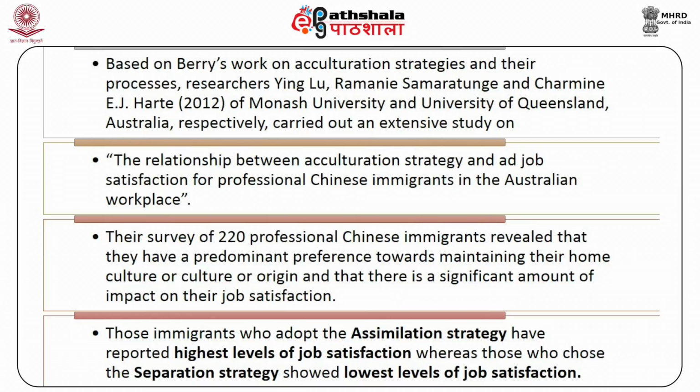Based on Berry's work on acculturation strategies and their processes, researchers Ying Lu, Ramani Samar Tunge and Shamim E. Jahan in 2012 of Monash University and University of Queensland, Australia respectively, carried out an extensive study on the relationship between acculturation strategy and job satisfaction for professional Chinese immigrants in the Australian workspace. Their survey of 220 professional Chinese immigrants revealed that they have a predominant preference towards maintaining their home culture or culture of origin, and that there is a significant amount of impact on their job satisfaction.